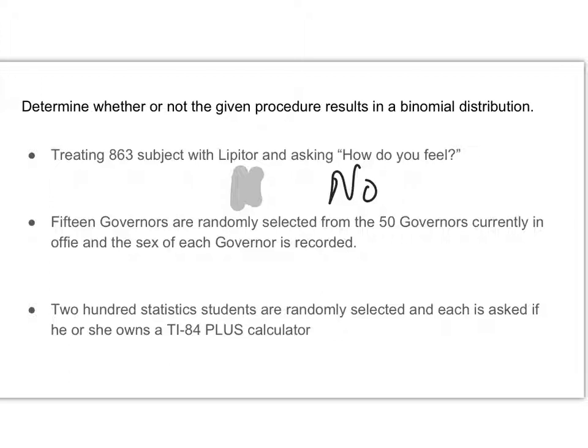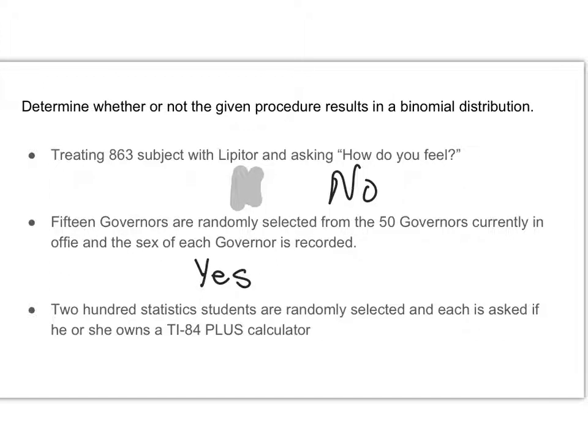All right, 15 governors are randomly selected from the 50 governors currently in office, and the sex of each governor is recorded. So if we look at 15 governors from 50 states, and we record their gender, we have two possible outcomes, male or female. So this could be made into a binomial distribution.